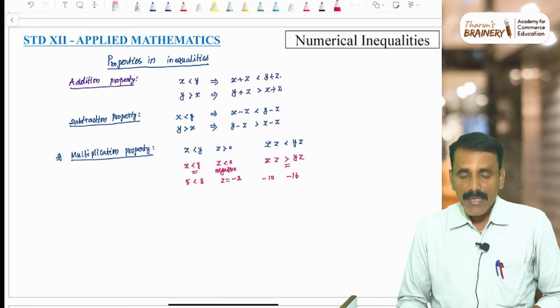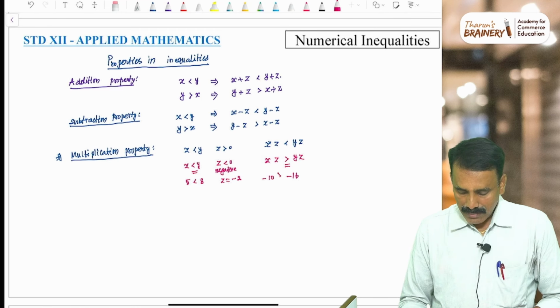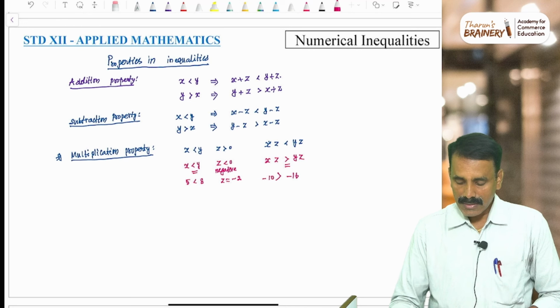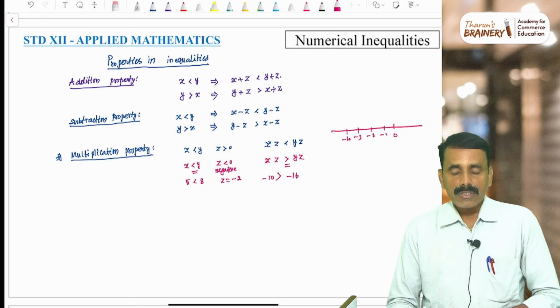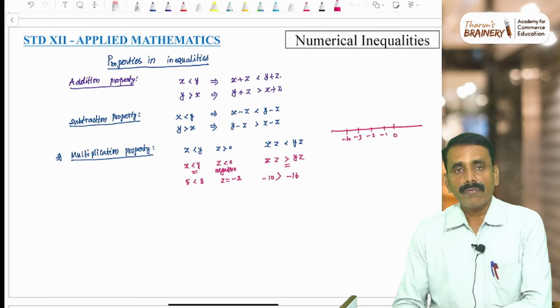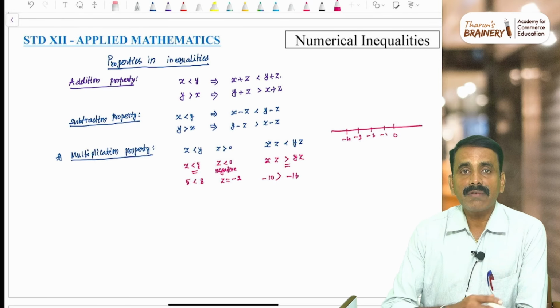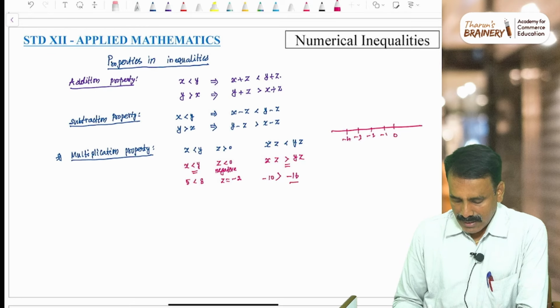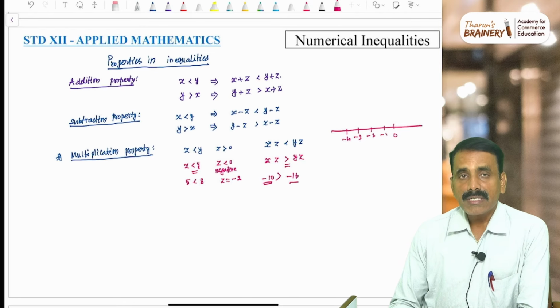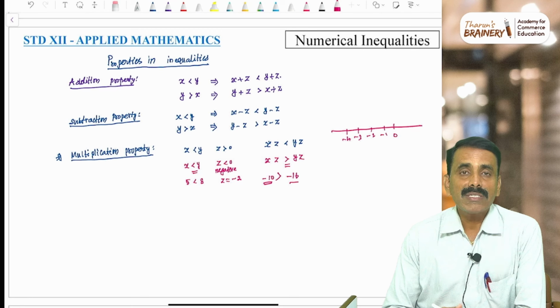If you compare minus 10 and minus 16, minus 10 is greater than minus 16, because in the real number system, to the left of 0 we have negative numbers. So, minus 1, minus 2, minus 3, minus 4. When it is going away from the 0, it is becoming lesser value. Is it clear? So, comparing minus 16 and minus 10, minus 16 will be lesser than minus 10.